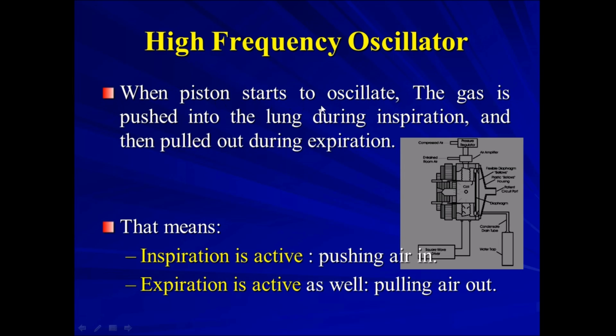So when the piston starts to oscillate, the gas is pushed into the lung during inspiration and then pulled out during expiration. That means inspiration is active. This is like conventional mechanical ventilation, we push air in. Expiration is active as well. This is different than conventional mechanical ventilation, where expiration is passive and depends on the passive recoil of the chest wall and the lungs. Here we pull the air out in this machine.